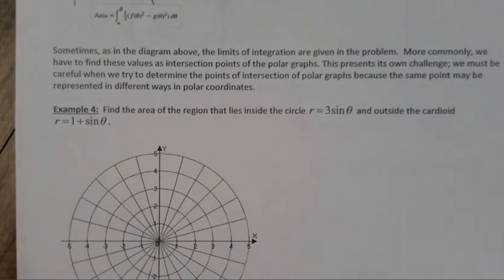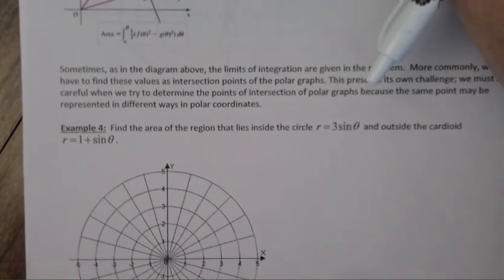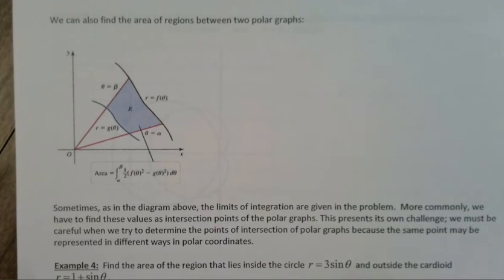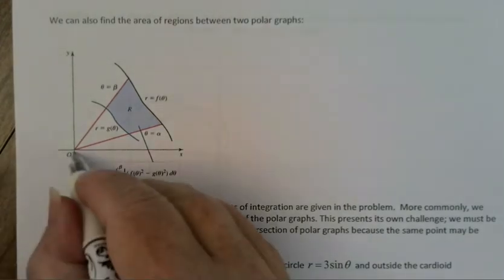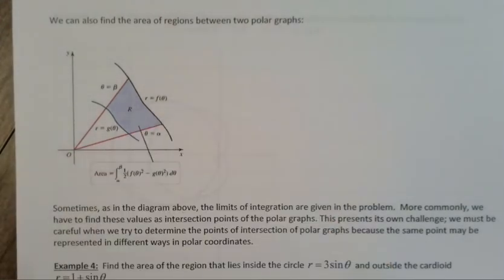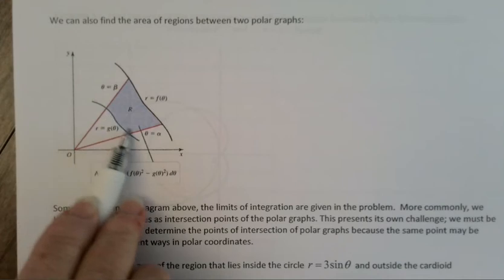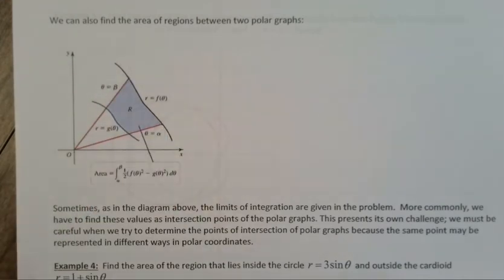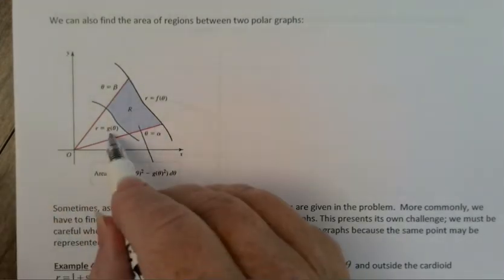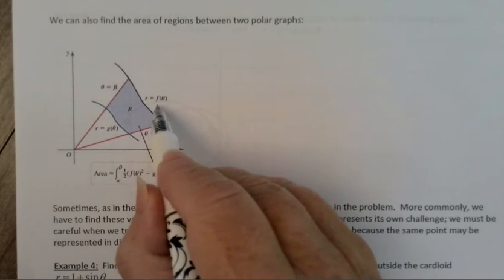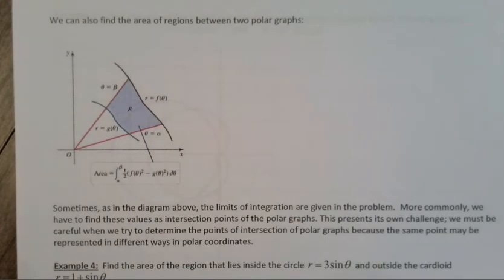Instead, we're going to go over to page 36, and I'd like to look at the area, instead of from the pole all the way out to a function's curve, between 2 polar curves. So I'm going between r equals g of theta and r equals f of theta. Here's the thought process, and it's very similar to what we did with rectangular coordinates. It's just that I have to use sectors instead of rectangles.